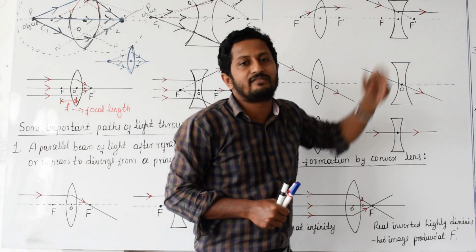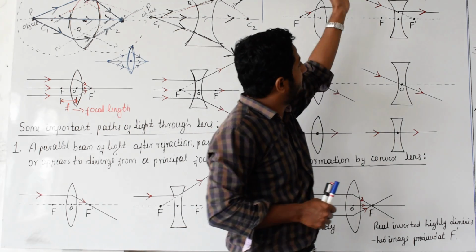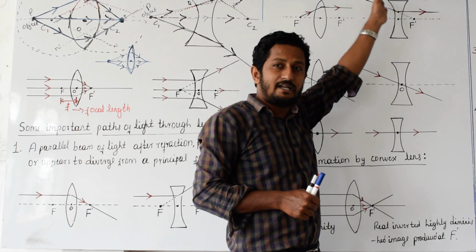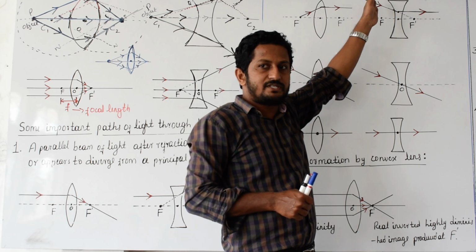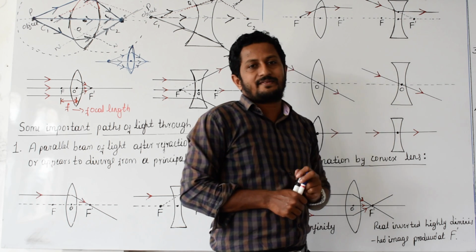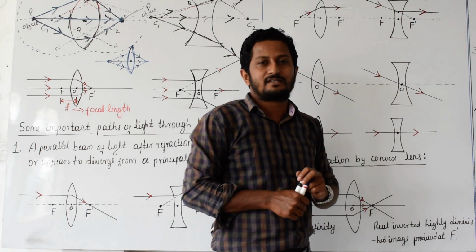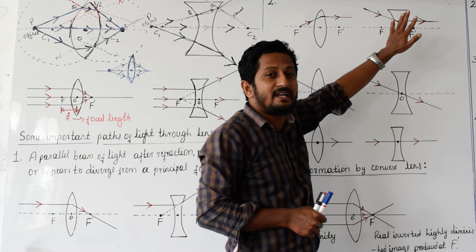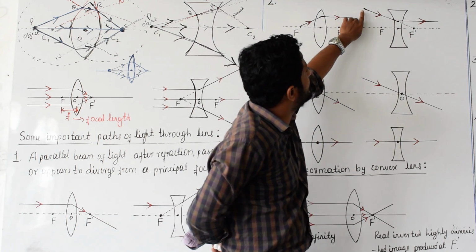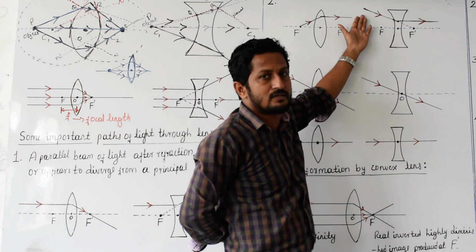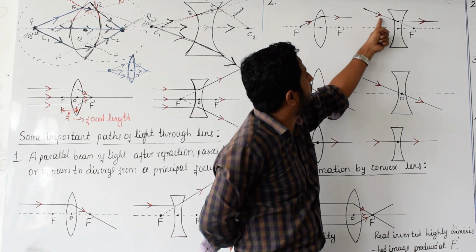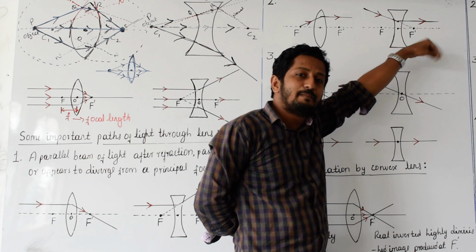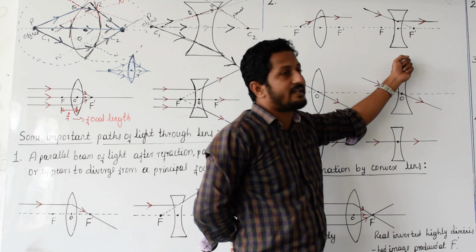In the case of a concave lens, what happens? Here a light ray which is going to meet at the principal focus. See here, a light ray which looks like it is going to meet at the principal focus. Look at this light, it is not coming from the principal focus. What do you see here? This light ray, if you extend it further, looks like it is going to meet at the principal focus of that concave lens.